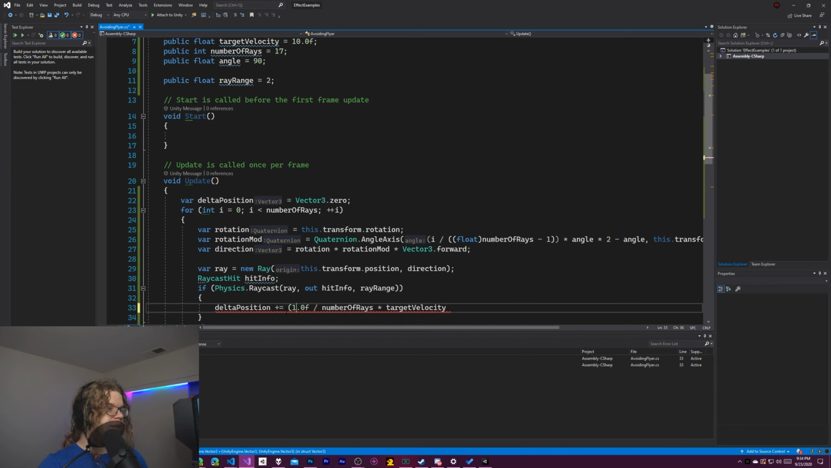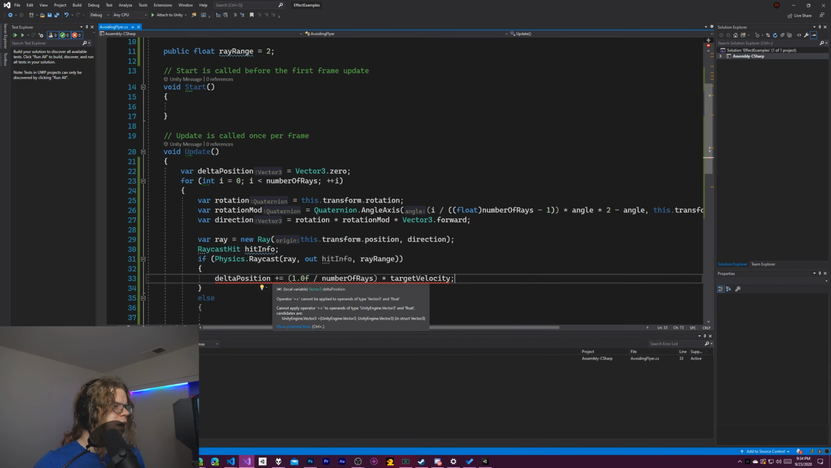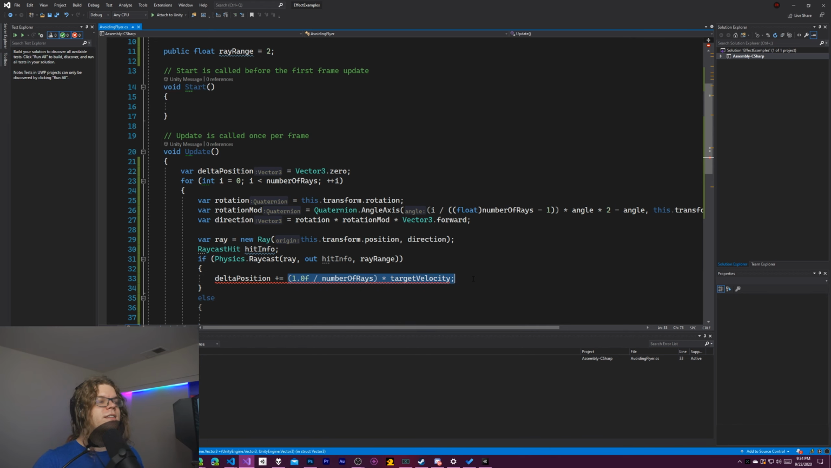We're just going to wrap this so it's more clear about how the order of operations is intended to go. It shouldn't be a problem, but this just hopefully makes it a little clearer. And it doesn't like that. Cannot be applied to type Vector3 and float. Oh, so this is the scalar. Sorry, I'm missing a part. So this is the scalar that we're getting.